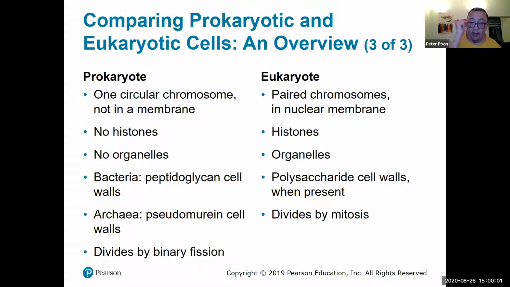Rule number 1 in this class: simpler does not mean better, or more complicated does not mean better. There are more prokaryotes on Earth than eukaryotes. Prokaryotes do things faster, more efficiently. Eukaryotes are more complicated, and there's benefits and advantages to each side. So don't think eukaryotes are better than prokaryotes.